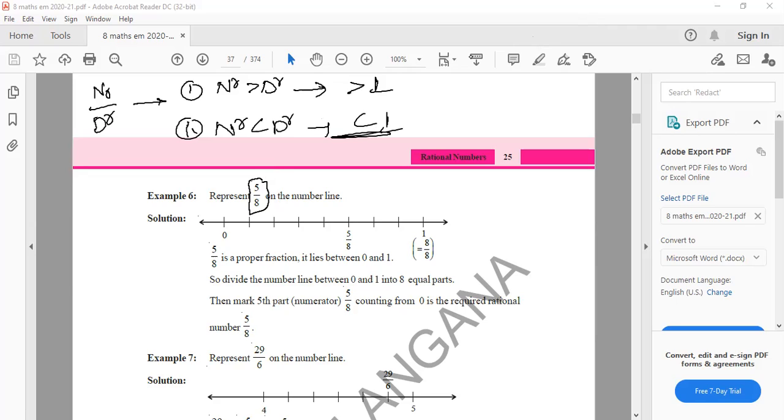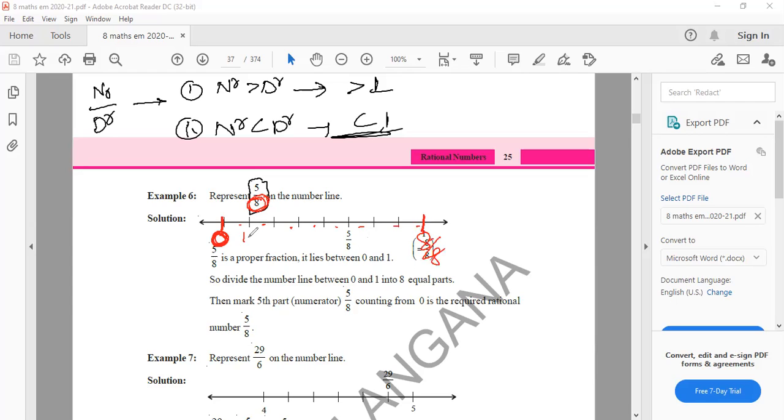So then what you have to do is, first you take a scale. First take 0. Then, how many parts does the denominator say? 8, right? You divide it into 8 parts. 1 2 3 4 5 6 7 8. 8 parts you can do. This is 8 by 8.